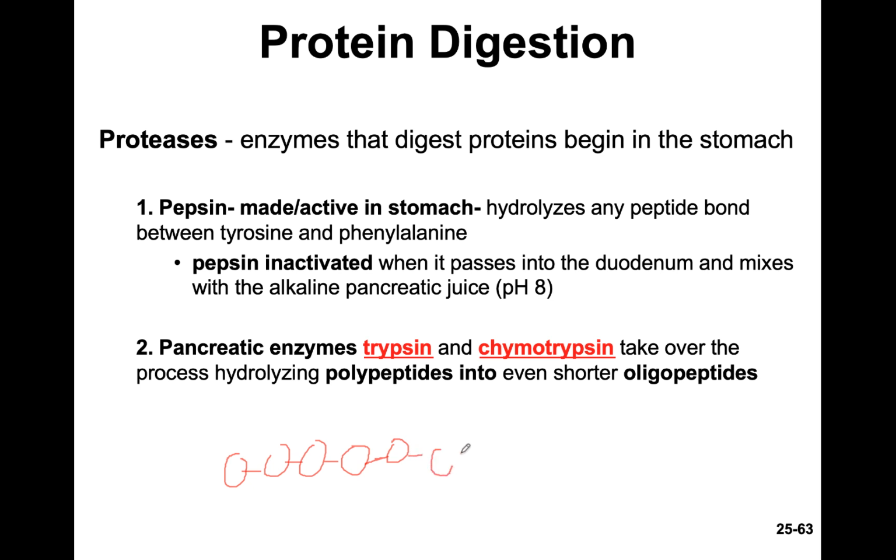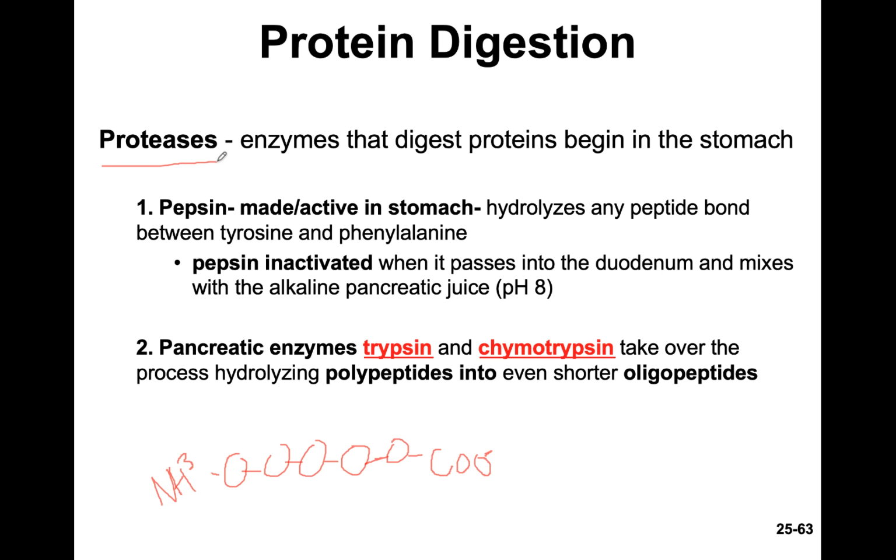And I'm going to draw the carboxyl group in its charged form this time, so negatively charged, and the amino group in the charged form as well. So this is the carboxyl group on this side. This is the amino group on this side. The enzymes that break down proteins are called proteases. This is the big umbrella term. It's simply called a protease, an enzyme that breaks down a protein.